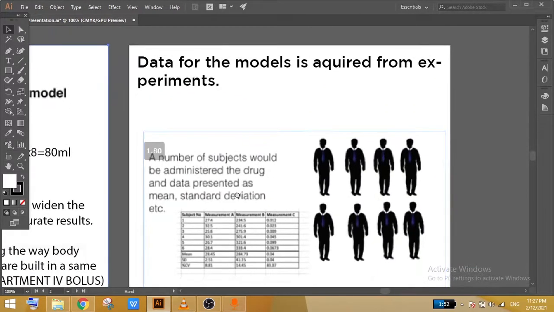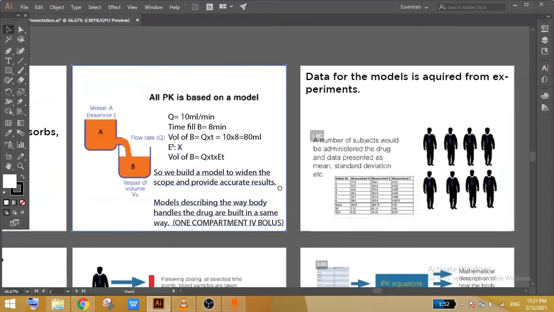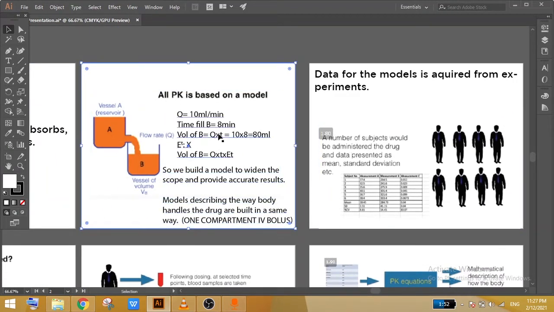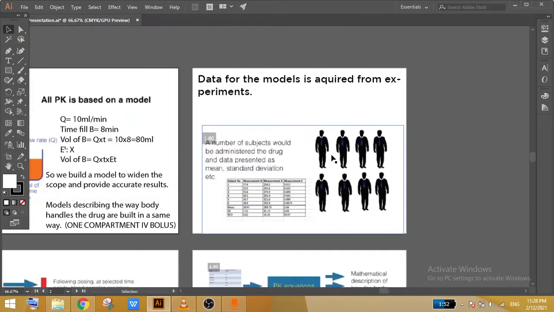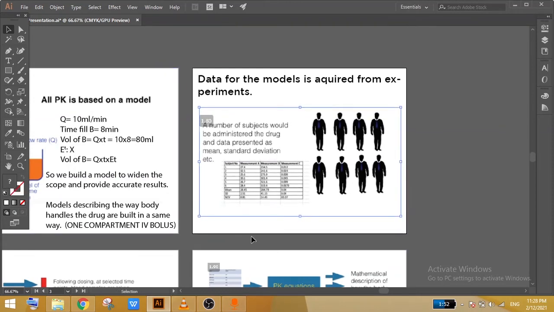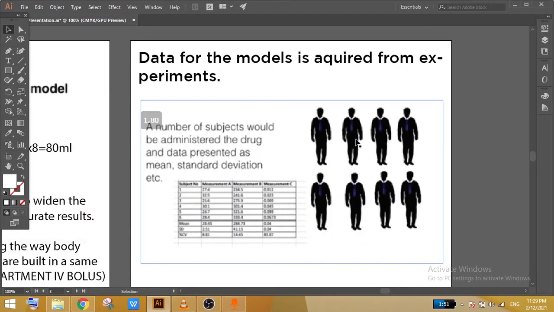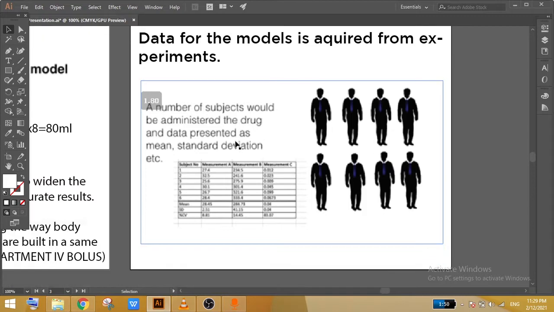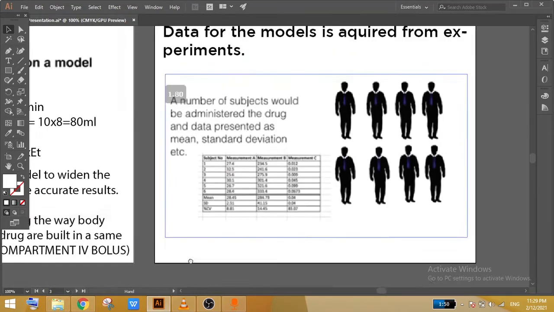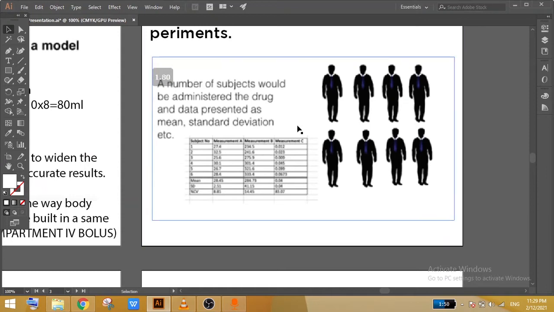When we design a model, obviously we need some kind of data to incorporate into that model. In the model we just discussed, we had the data of the flow rate and the time. Similarly, we need data for our pharmacokinetic models, which are obtained by doing various experiments on human subjects. We administer our drug to various human subjects, and then we obtain data from those subjects, and then we take an average of all the data so that we can obtain one single value on which we can perform our studies to calculate various pharmacokinetic parameters.